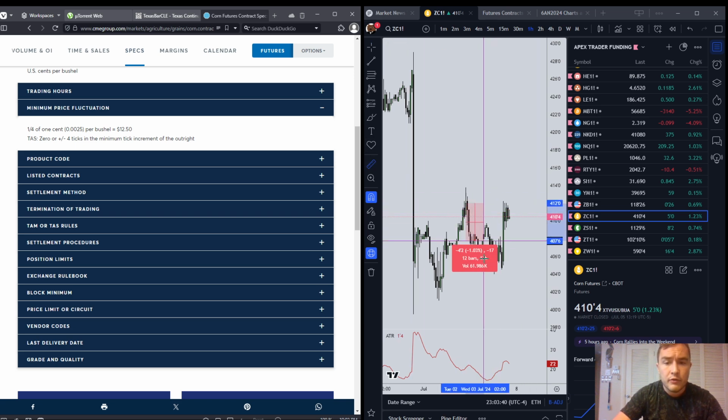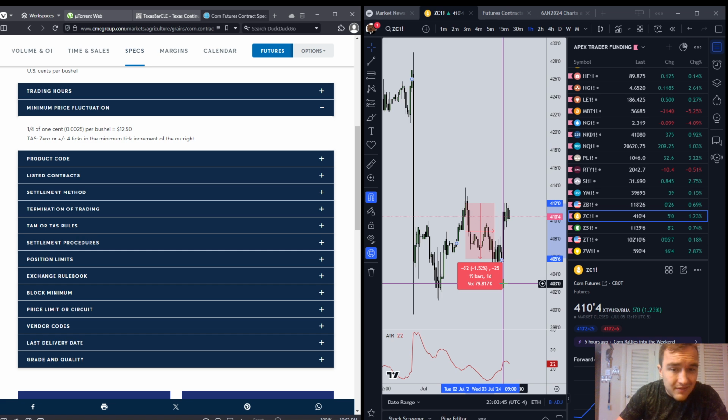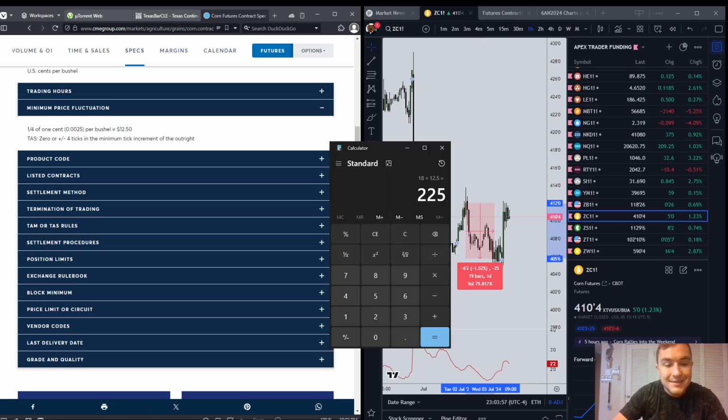If we use our measuring tool here, if it were to move 6.2, I think that's what, 25 quarters of 1 cent. I believe that is the correct way to say that. But in any event, it's 25 ticks. 25 ticks times $12.50.